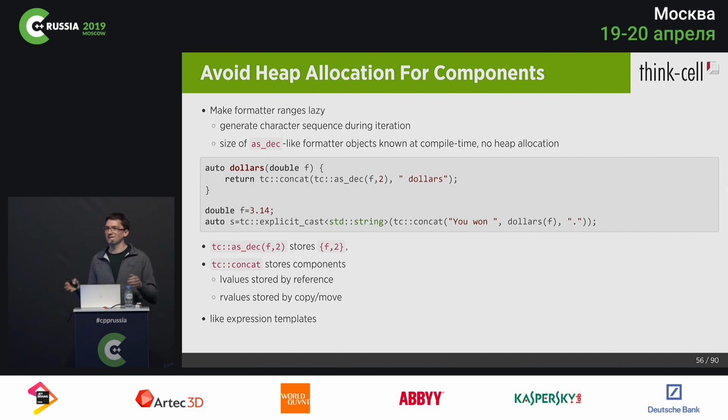You can just inline your expressions, and then you don't end up with dangling references, like Nikolai described this morning in his talk. And in the end, you end up with some kind of object tree on the stack. And it's very much like expression templates. So once you start iterating it, then you just traverse the tree and generate the characters. So this way we can go completely without heap allocations for these examples.